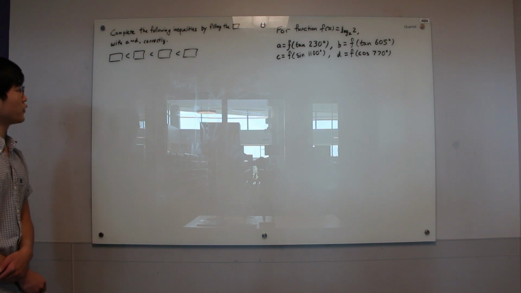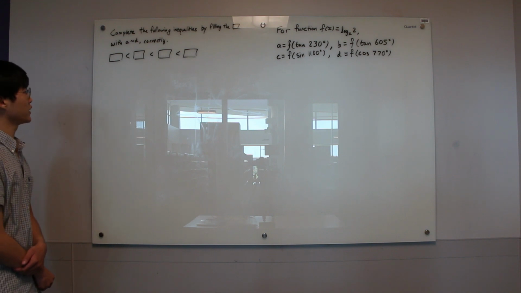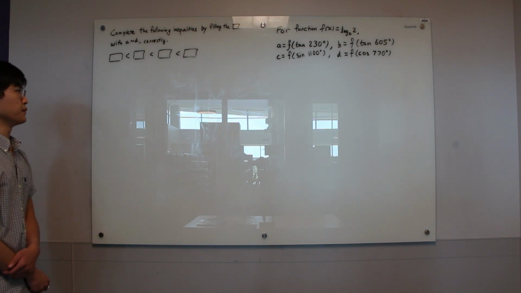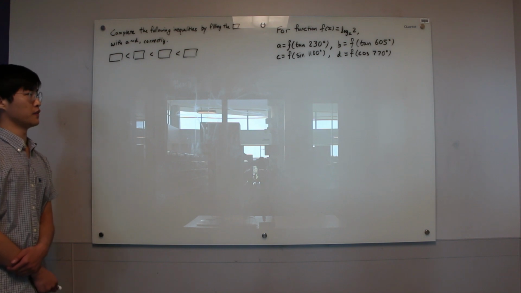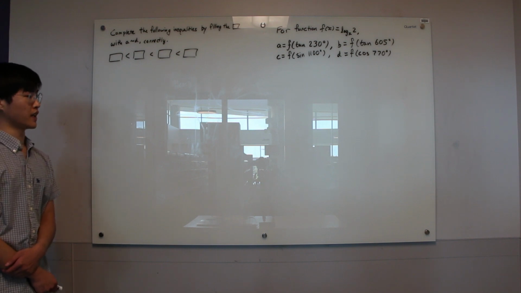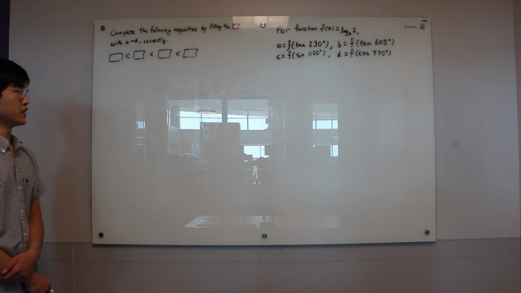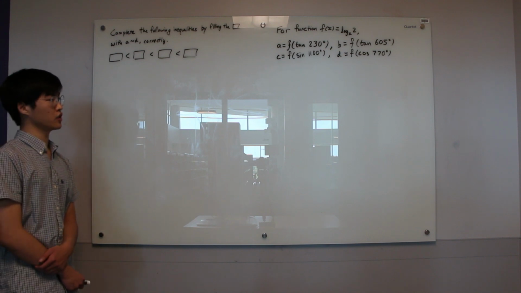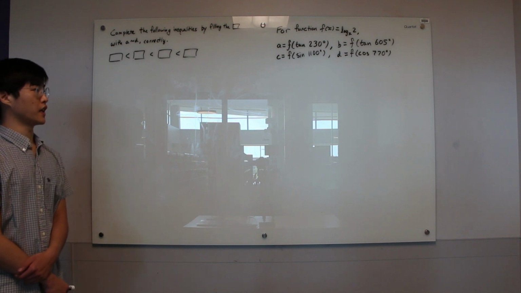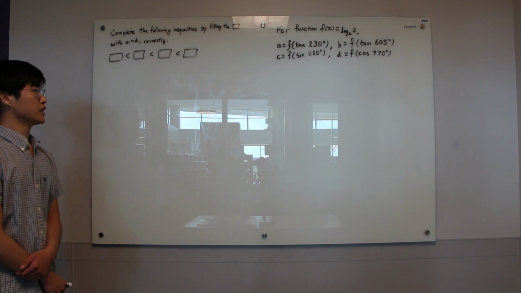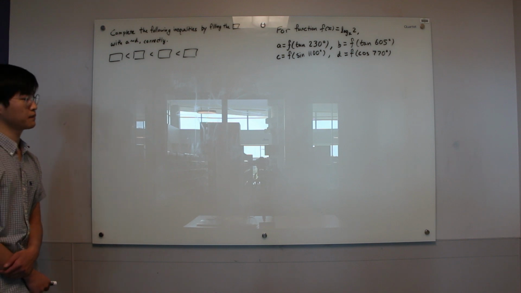So we have: complete the following inequalities by filling in the blank with A through D correctly. And then we have for function f of x equals log base x of 2. We have that A is equal to the function of tangent 230 degrees, B is equal to the function of tangent 605 degrees, C is equal to the function of sine 1100 degrees, and D is equal to the function of cosine 770 degrees.